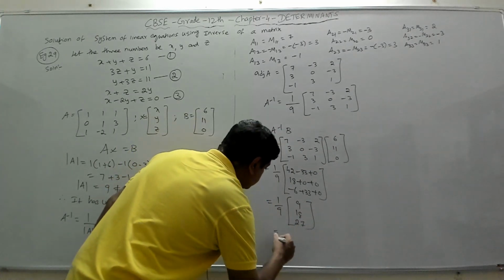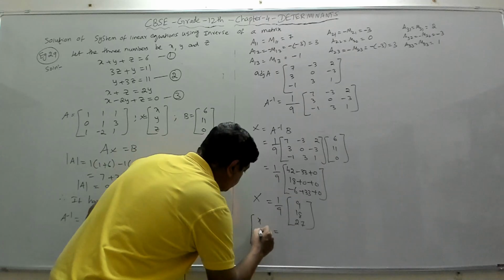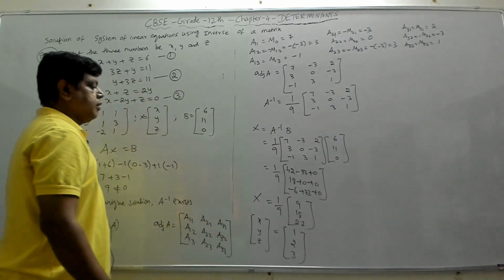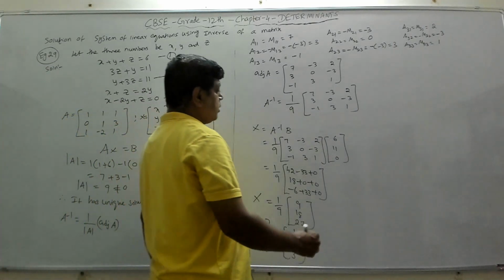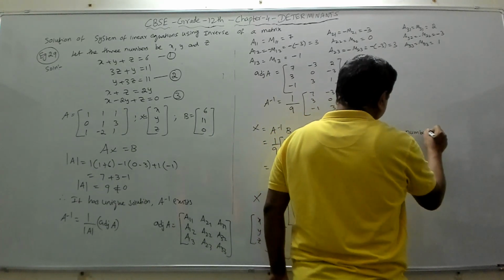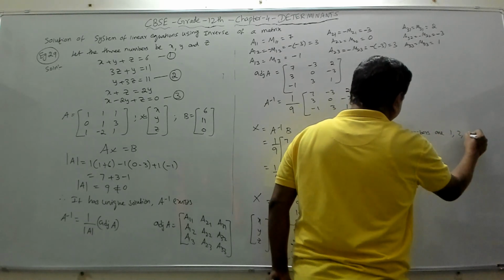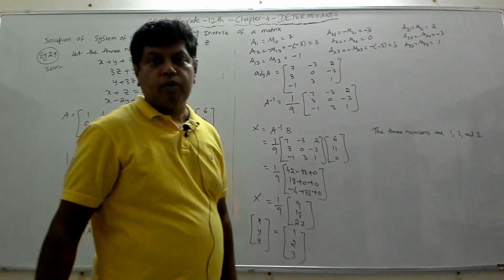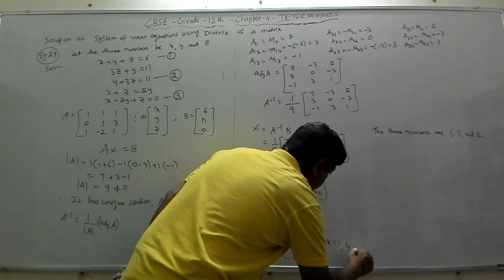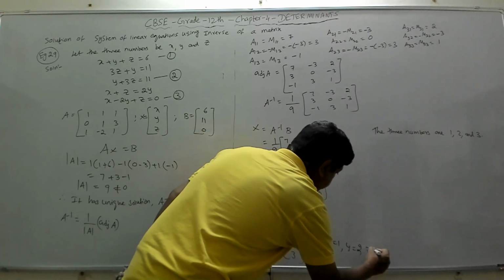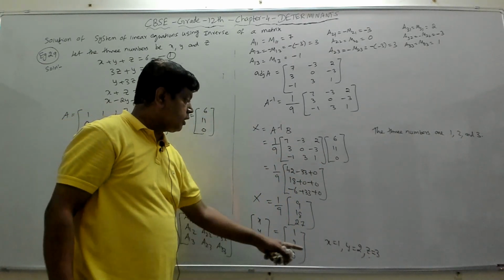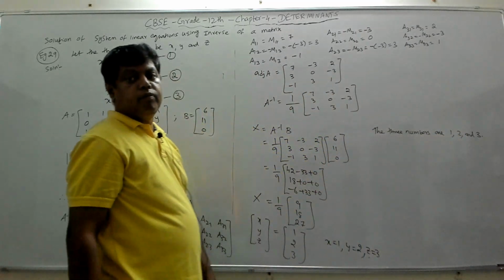So again this is your X. But your X is what? X is x, y, z. That is equal to 1, 2, 3 again. Right? So the three numbers are 1, 2 and 3. Because x is 1, y is 2, z is 3. X is 1, y is 2, z is 3. So the three numbers are 1, 2 and 3.